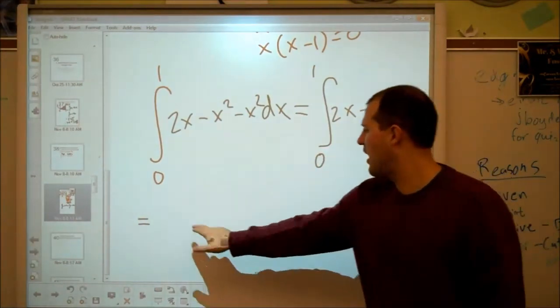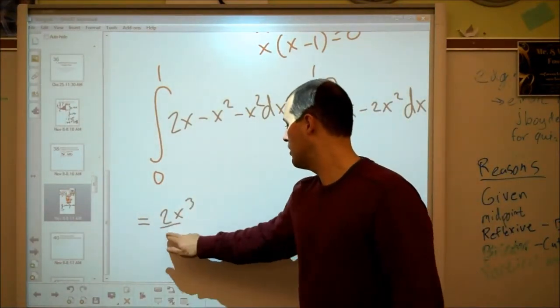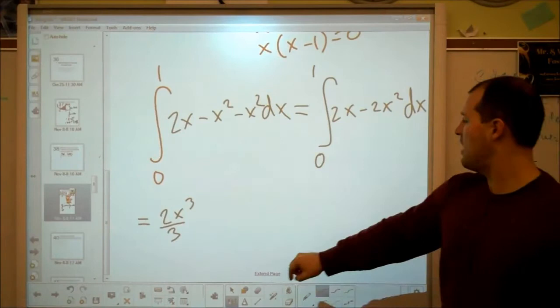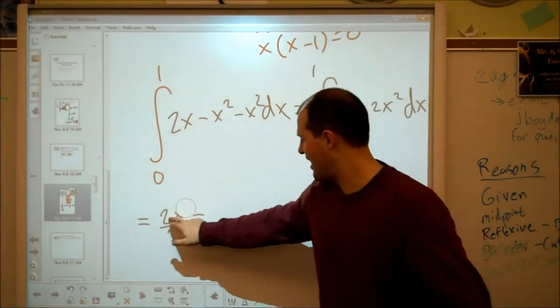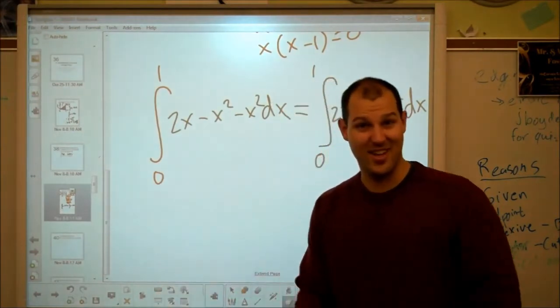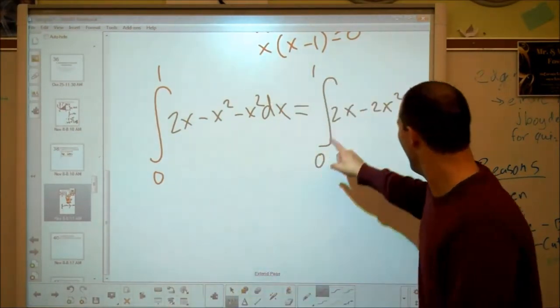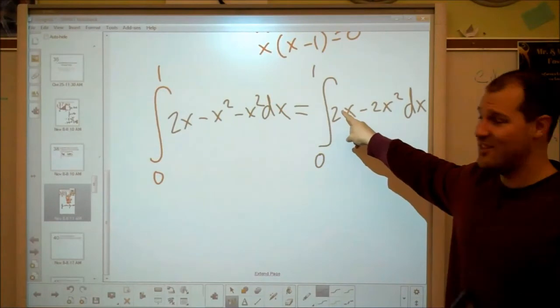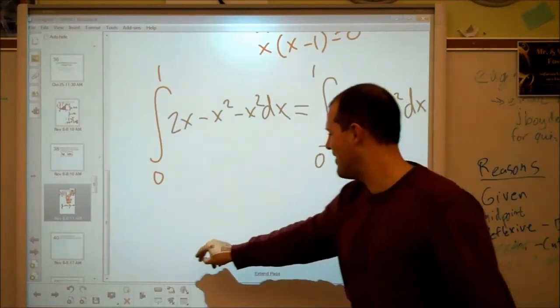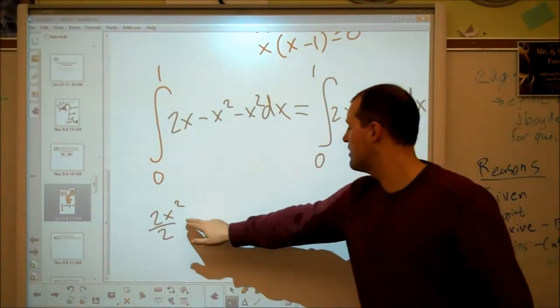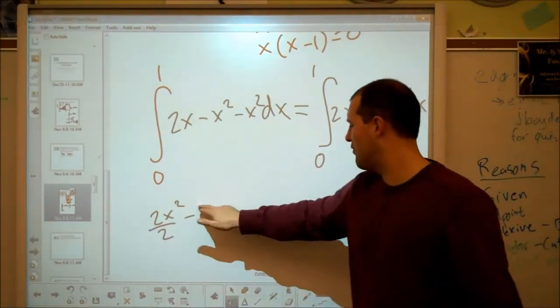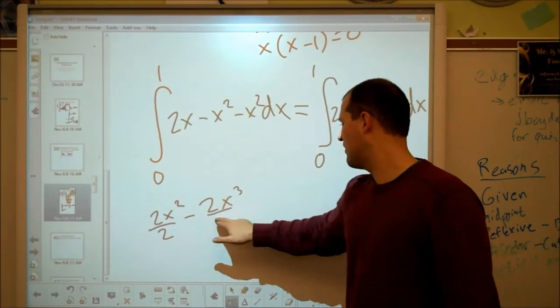Integrating, I get x cubed over 3 minus, or excuse me, that's a mistake. Let me go back to that. Okay, hold on a sec, we all make mistakes, right? Okay, so not x cubed, I added too much. Adding 1 to this makes it x squared. So I get 2x squared over 2 minus 2x cubed over 3. That's what I was thinking.